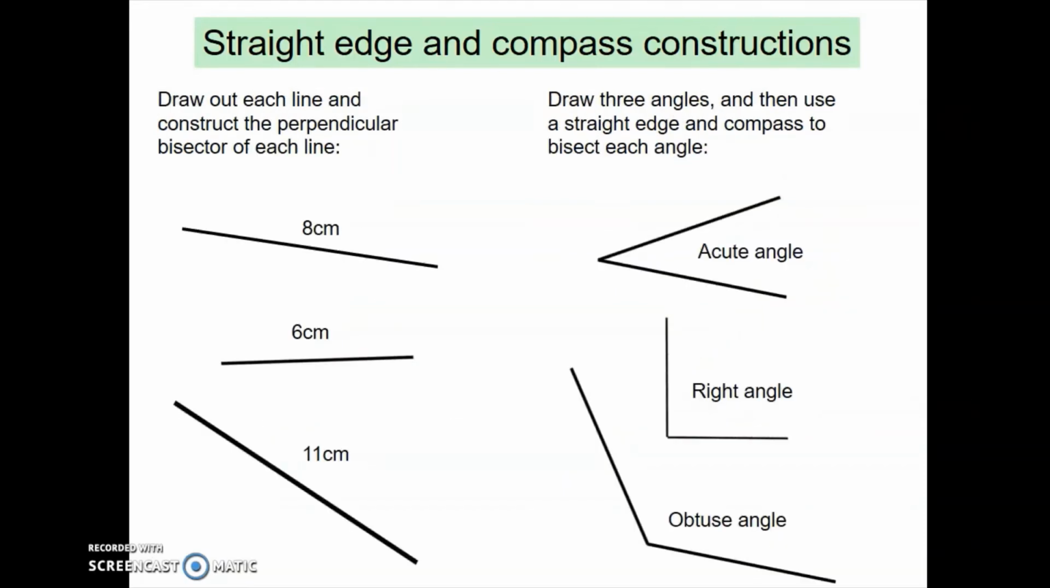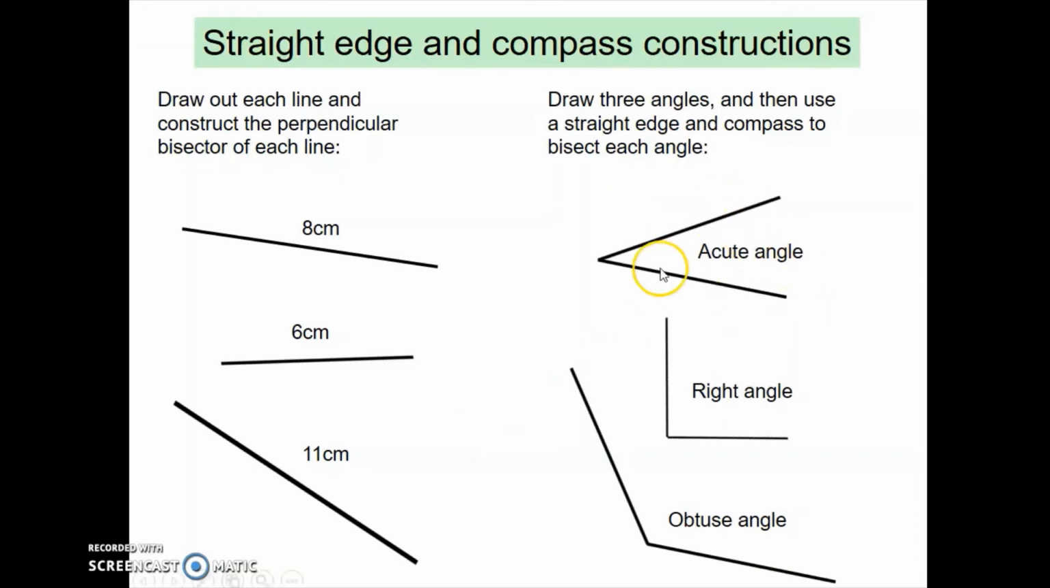Okay, so here's a task for you to do. At this point, you have the ability to pause the video. What I would like you to do is in your exercise books or on paper, draw out these lines. At the minute, they're not drawn to scale, so you need to draw out an 8 centimeter line, draw out a 6 centimeter line, and an 11 centimeter line. And for each of those lines, construct the perpendicular bisector.